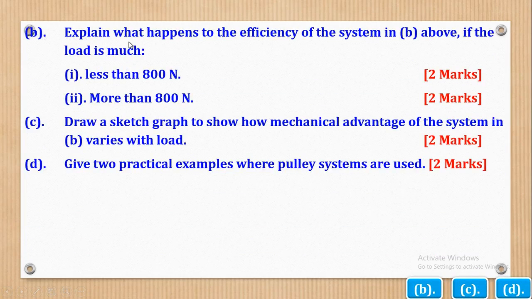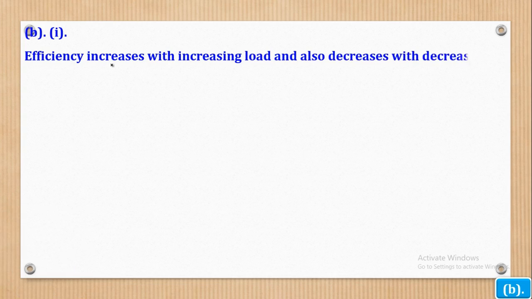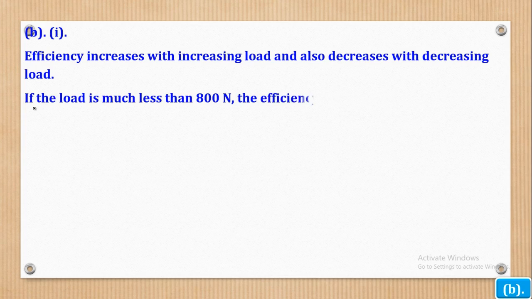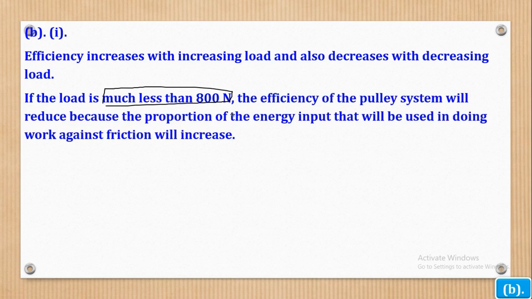Part B says, explain what happens to the efficiency of a system in B above if load is much less than 800 newtons. So you say that first of all, efficiency increases with increasing load and also decreases with decreasing load. What does that imply? It implies that if the load is much less than 800, the efficiency of the pulley system will be reduced because the proportion of the energy input that will be used in doing work against friction will increase.